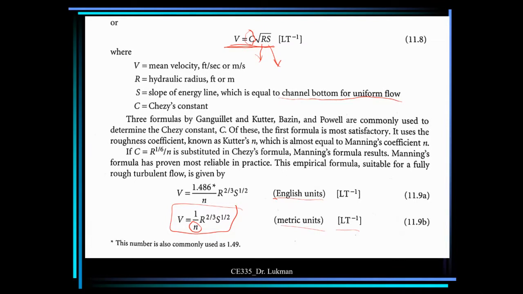The slope is dimensionless. So this is the Chezy formula and this is the Manning formula, which are the two most common ones used. And for the design of open channels, we'll be using mostly the Manning formula. And the two are somewhat equivalent. When you replace C with R to the power of 1 over 6 divided by n, you will end up with the Manning formula.